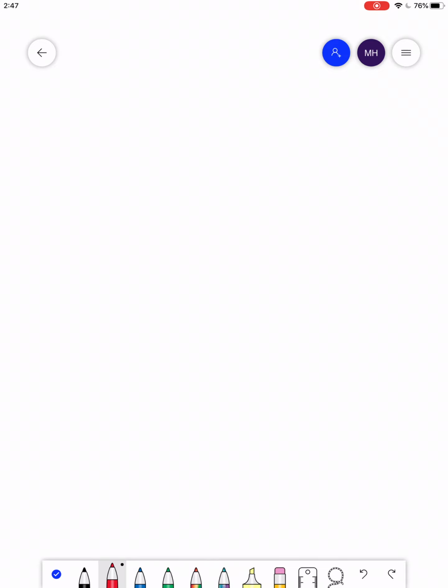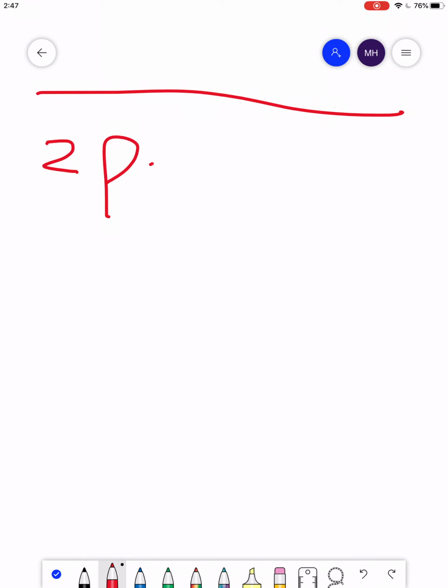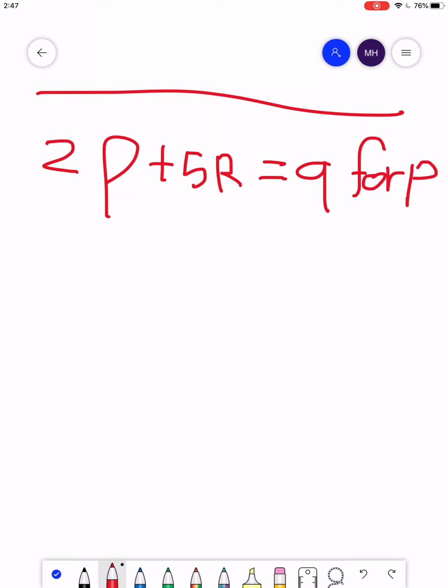Today I'm going to explain some questions for grade 9 students. Now, first question: solve for the indicated variable in each equation or each formula. Now, the first one is 2p plus 5r equals q. Solve it for p. So I want p alone.